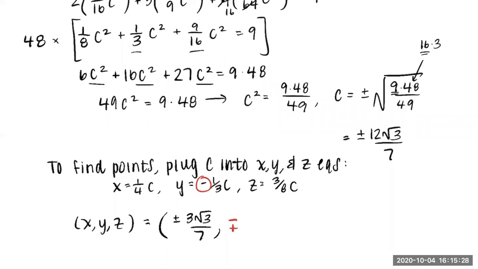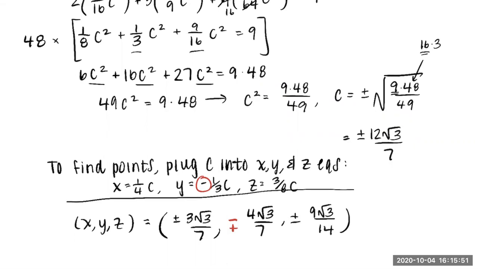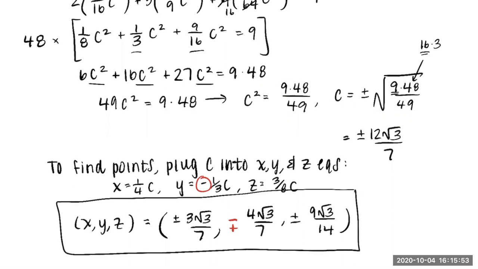So I want 1/3 of c, which is going to give me 4√3/7. And then finally, z is going to be plus minus. The 3 can't cancel, but the 8 on bottom, the 12/8 can reduce to 3/2. So this is going to leave me with a 9√3/14. All right. And these 2 points are the points on the ellipsoid whose tangent plane is parallel to the given plane.